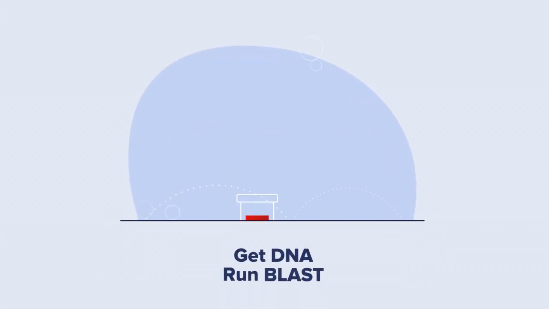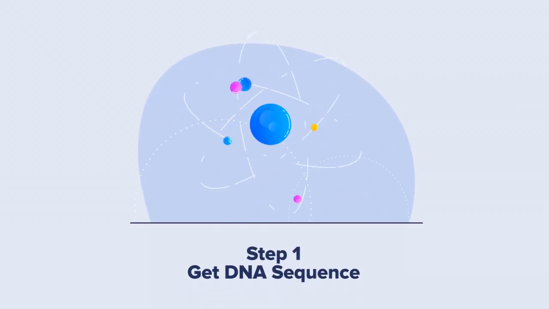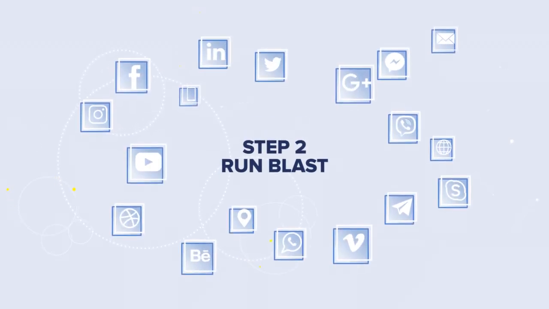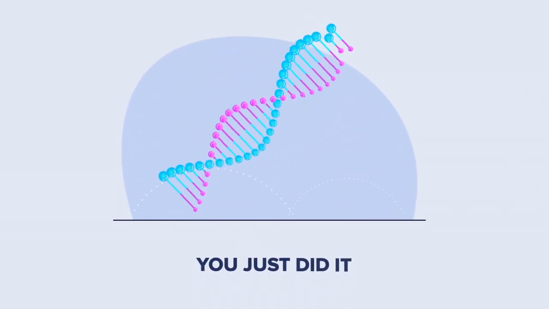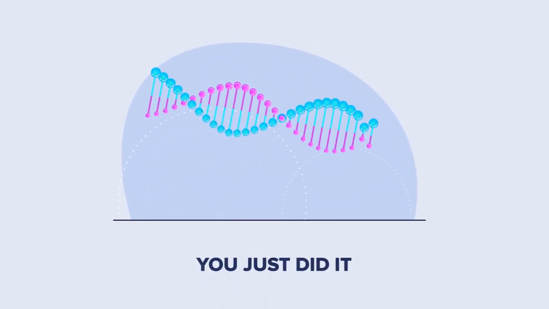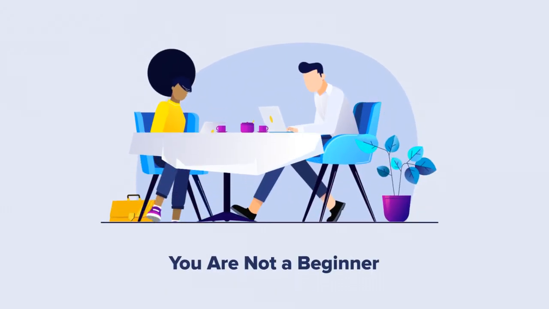You will retrieve a DNA sequence, run BLAST, and understand the result. Go to NCBI and search for a gene. Copy the DNA sequence. Paste it into BLAST and run the analysis. Look at matches, similarity scores, and organism identity. You just completed your first bioinformatics project. You are no longer just learning, you are doing.